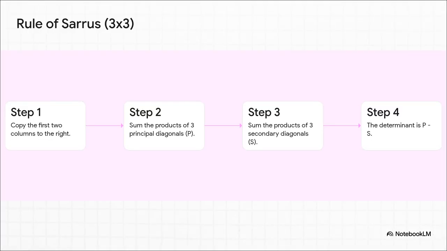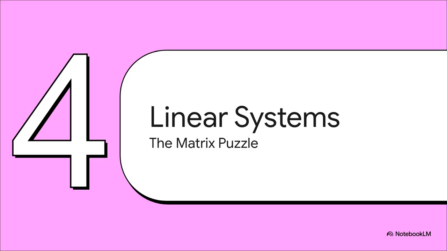Now, for a bigger 3x3 matrix, we use this really clever trick called the rule of Sarrus. Here's what you do. You take the first two columns of the matrix and just copy them over again to the right side. This little move is genius because it creates 3 full principal diagonals and 3 full secondary ones. Then, just like before, you multiply the numbers along each diagonal, add up the totals for each group, and subtract the secondary group's total from the principal group's total. That's your determinant.